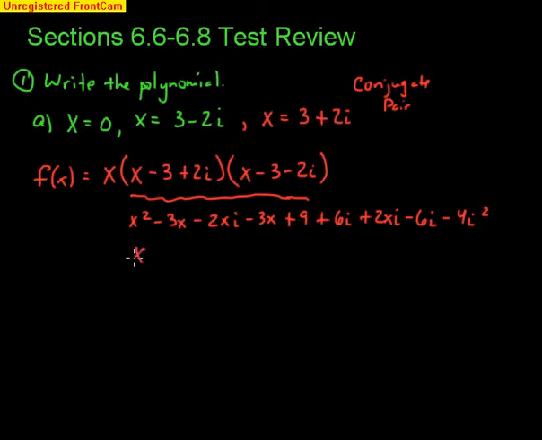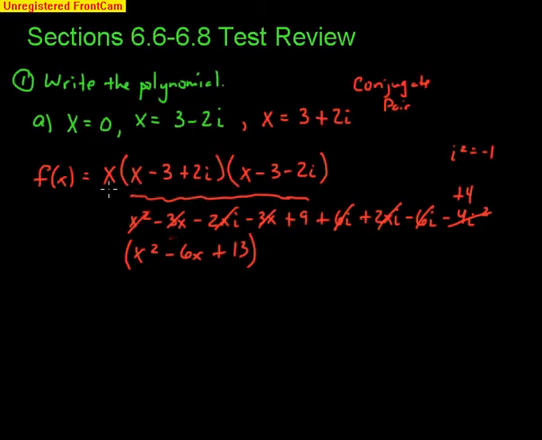The x squared comes down, it's the only one. Minus 3x minus 3x is minus 6x. The minus 2xi and the plus 2xi cancel. Leave the 9 alone for a second. The 6i and the minus 6i cancel. And then this guy right here. Remember that i squared equals negative 1. So this guy, negative 4i squared, is going to turn into a positive 4. And now we do 9 and 4 and get 13. So that is the multiplication of our two conjugate pair factors.